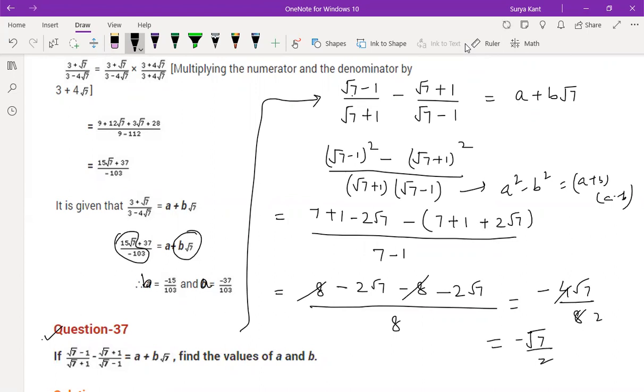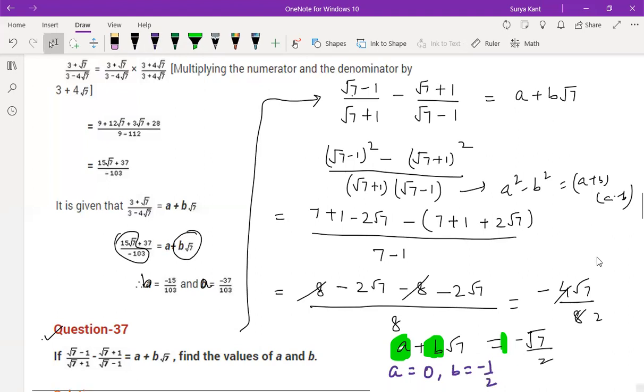Did you people get the same answer or some different answer? Just check. So same answer. Here I'm getting only minus root 7 by 2, and we compare it with a plus b root 7. Here a we are not getting anything, so a is 0. What about b? b is minus 1 by 2. Is it clear? So a is equal to 0 and b is equal to minus 1 by 2. All of you are getting the same answer, children.